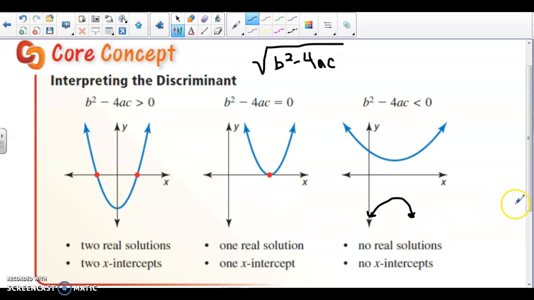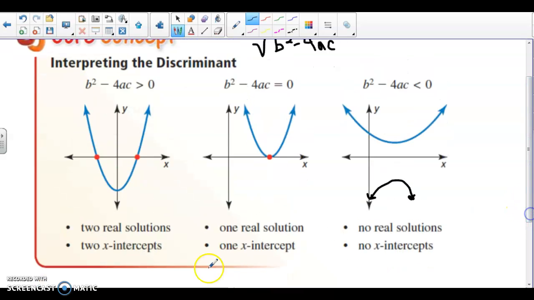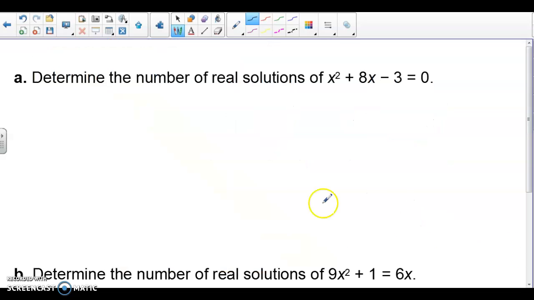All right, so that's just one way of telling how many solutions you're going to have. So we're going to use that knowledge for questions like this. It says determine the number of real solutions of x squared plus 8x minus 3. So it's not asking us what the solutions are, it just says how many of them there are. So we just need to find out, well, what is b squared minus 4ac? Is it positive, is it 0, or is it negative?